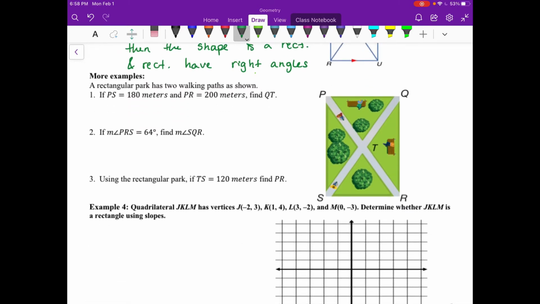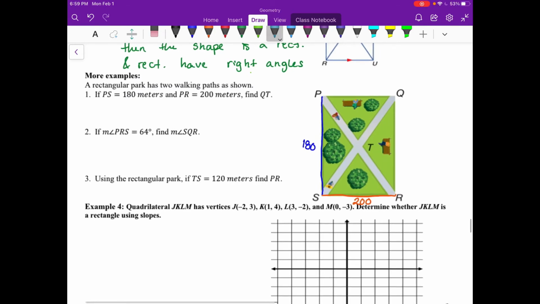Another example, a rectangular park has two walking paths that are shown here. PS would be this side here, that is 180 meters. And PR is this one, that is 200 meters. And we need to find QT. QT is this length right here.